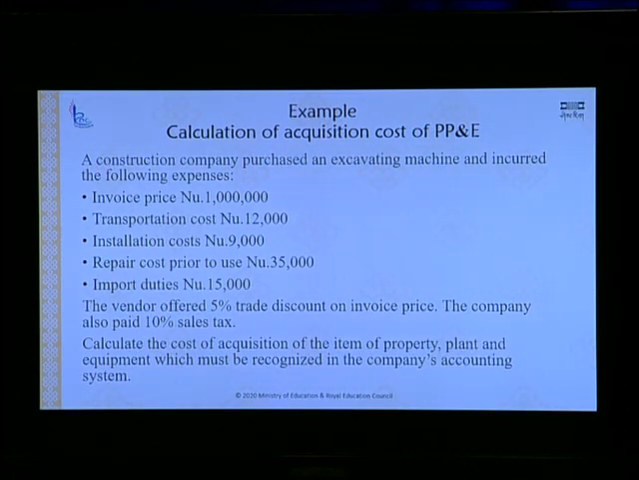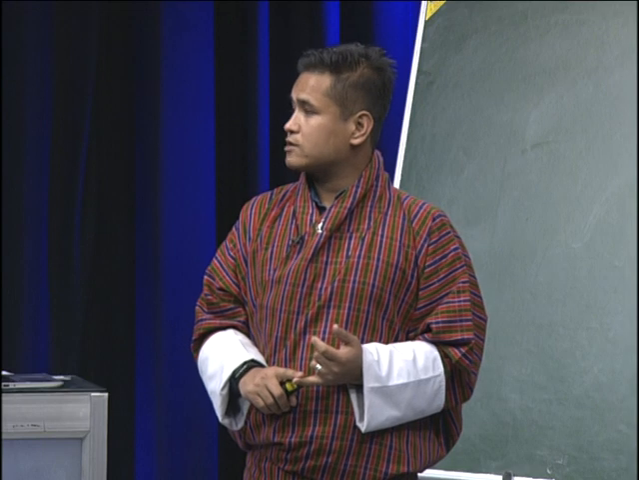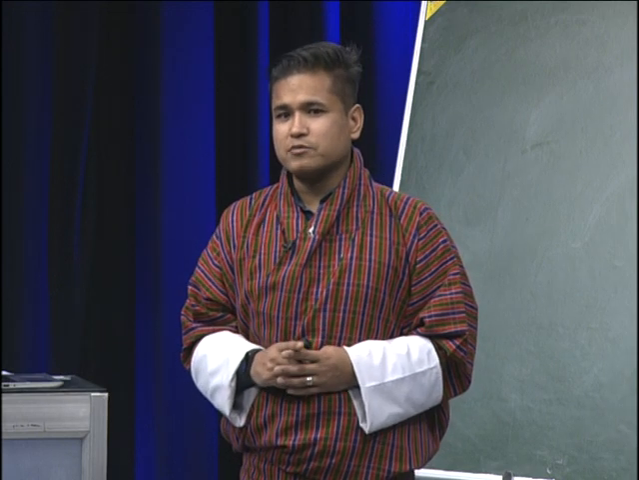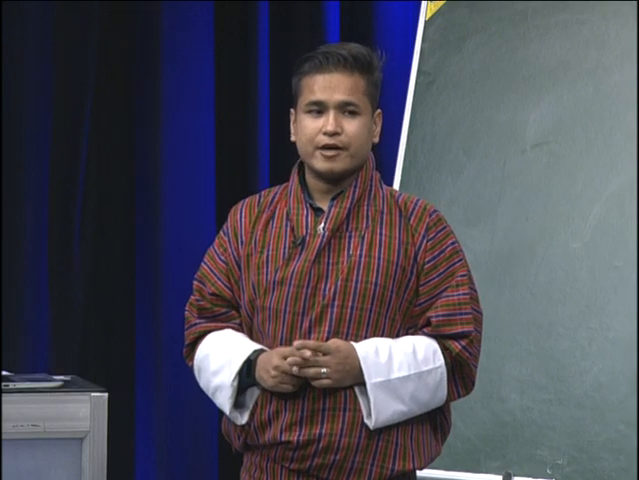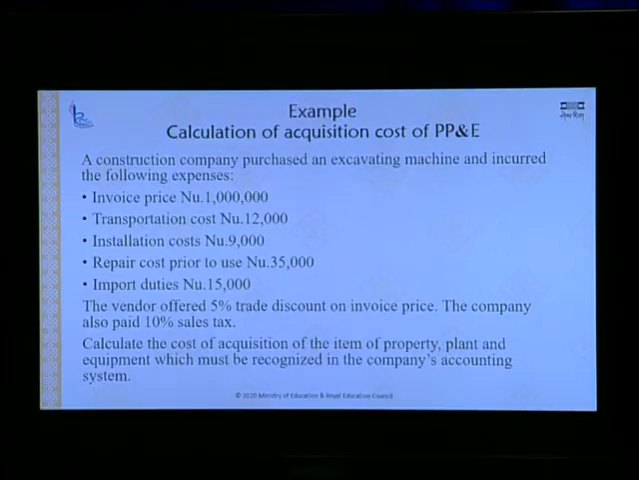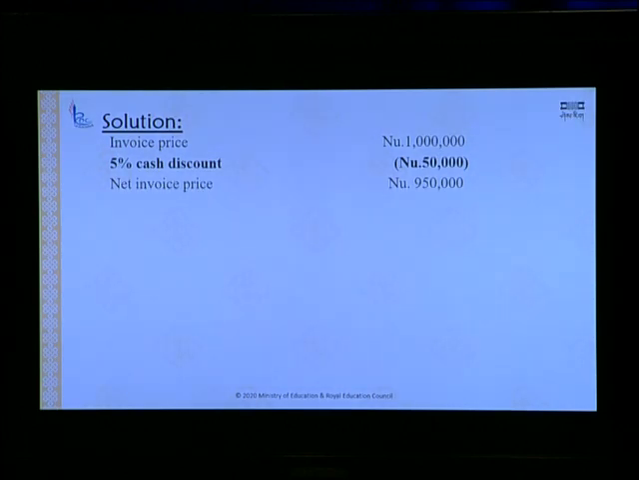Remember acquisition cost includes all directly attributable costs. Transportation cost, installation cost, all this should be included, and the only thing which needs to be subtracted out here is the discount provided by the suppliers. Now let us see the solution part. First we will have the invoice price of 1 million, then we have to subtract the trade discount provided by the trader which is 5% on invoice price. So 5% on invoice price is 50,000. After subtracting 50,000 from 1 million we have got net invoice price of 950,000.